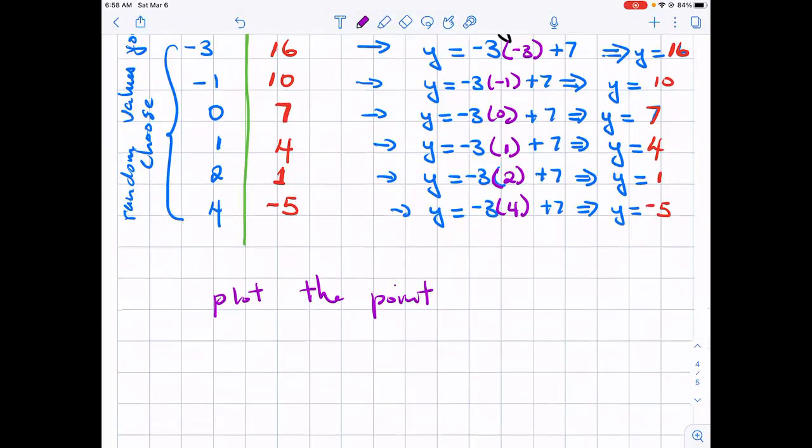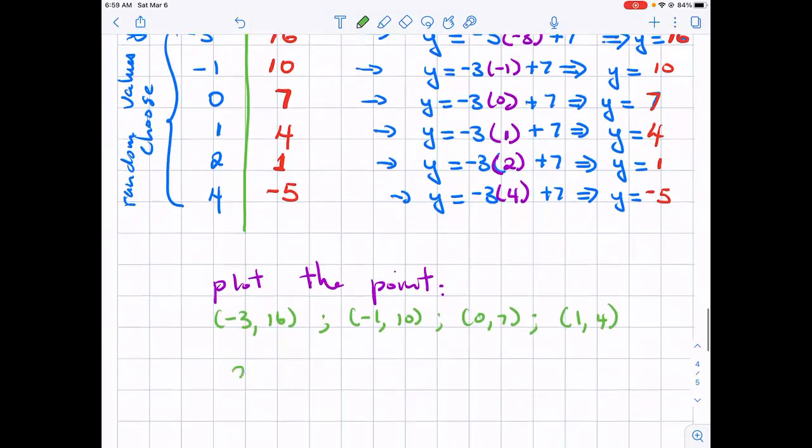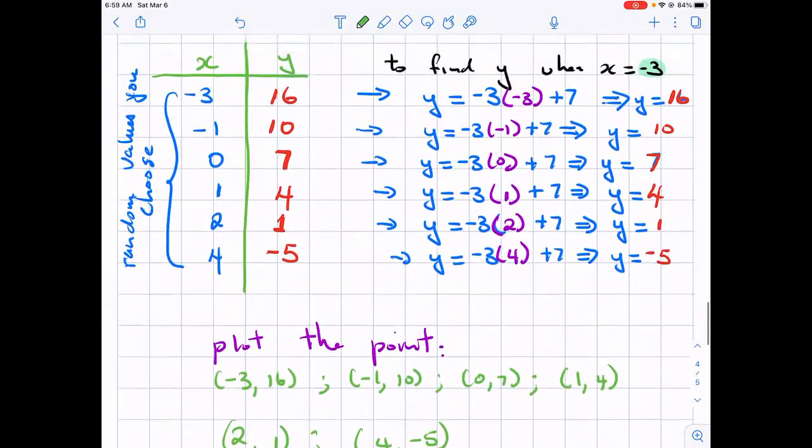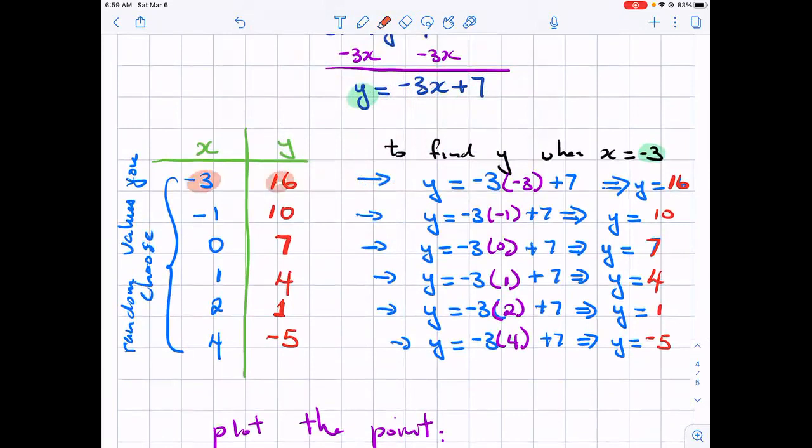Okay. And the points we'll be plotting will be the first point where we have (-3, 16). Then we have (-1, 10). Then we have (0, 7). Then we have (1, 4). Then we have (2, 1). And (4, -5). Right? So those are the points, because each one of these is an ordered pair. Each one of these is an ordered pair. Okay.